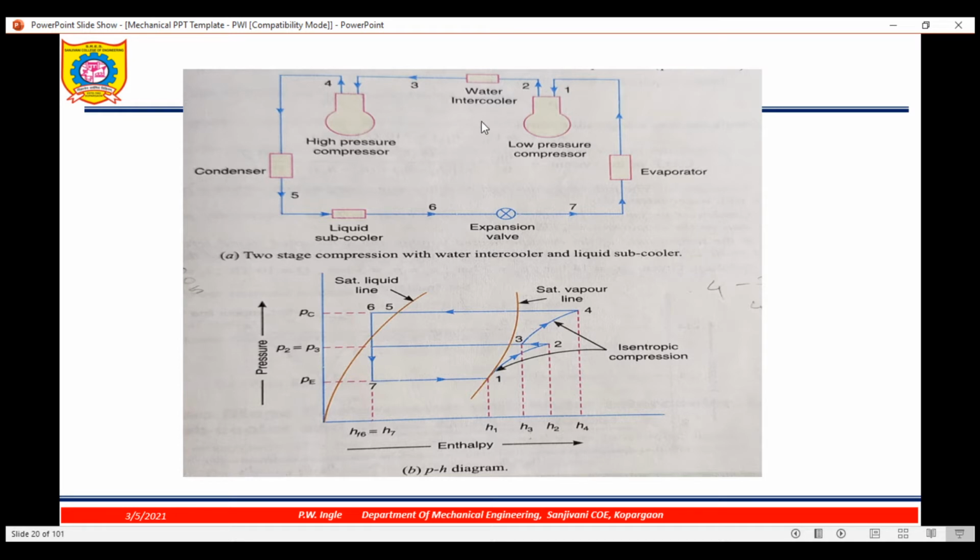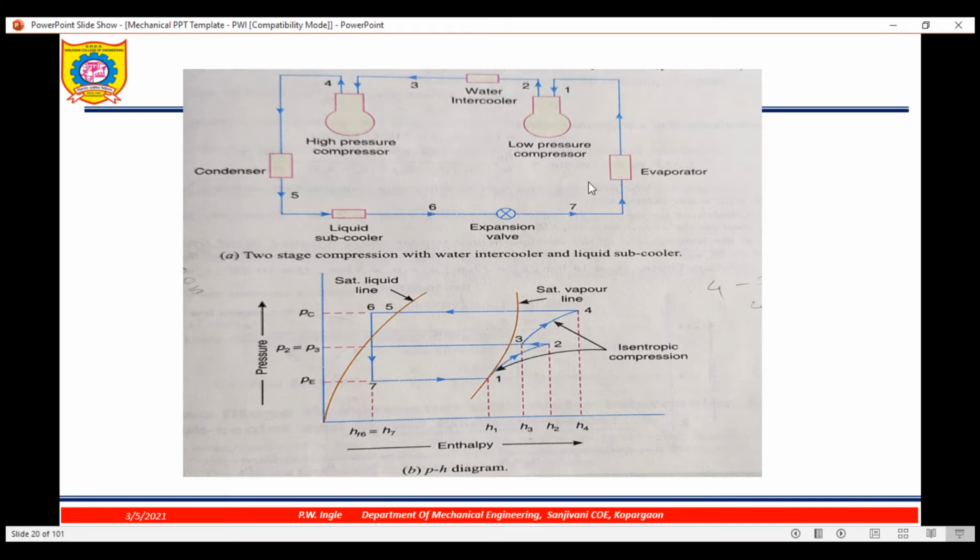Now, here you see, the water intercooler is situated in between the low pressure compressor and the high pressure compressor. And the liquid subcooler is arranged after the condenser. Now, how is the pH diagram for this multi pressure compression with water intercooler and liquid subcooler?